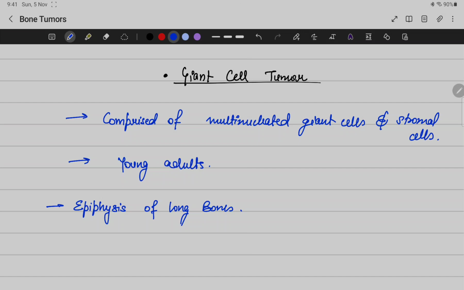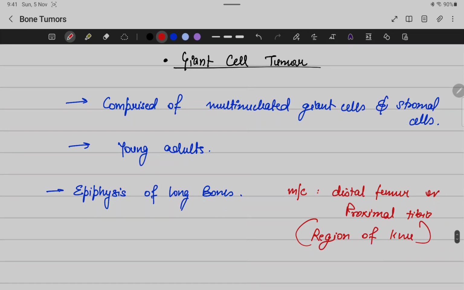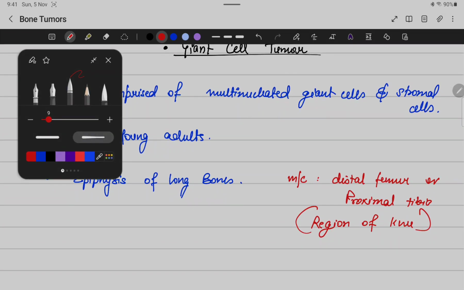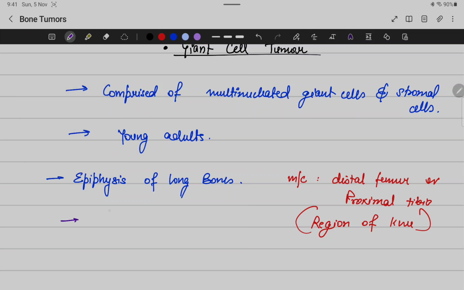And where does it most commonly arise? It arises in the distal femur or proximal tibia. So we'll write most commonly in distal femur or proximal tibia, which is the region of your knee. Okay. Now there is this characteristic X-ray finding in giant cell tumor which is called soap bubble appearance. So you get your soap bubble appearance in giant cell tumor, which is due to reactive bone formation surrounding the tumor cells. Then this tumor is aggressive and it can recur, so it recurs.